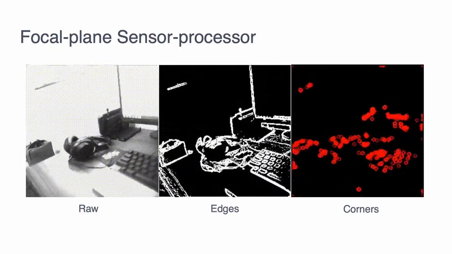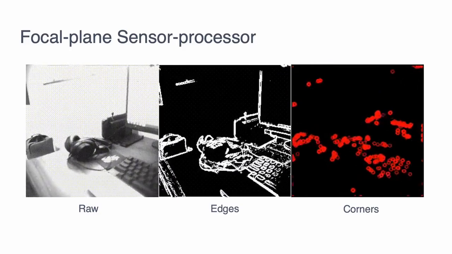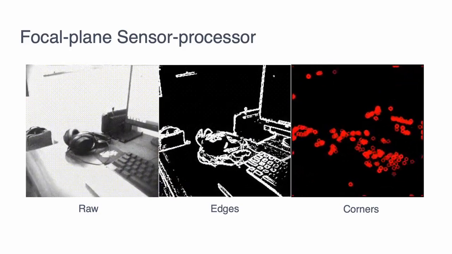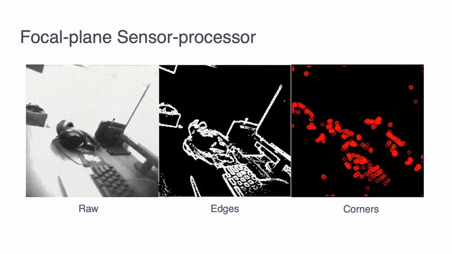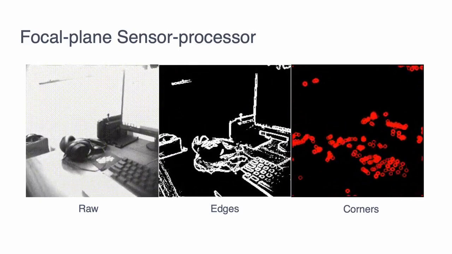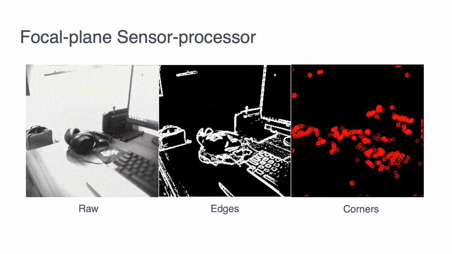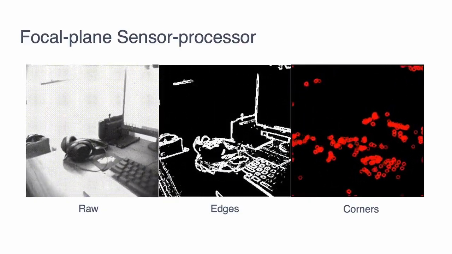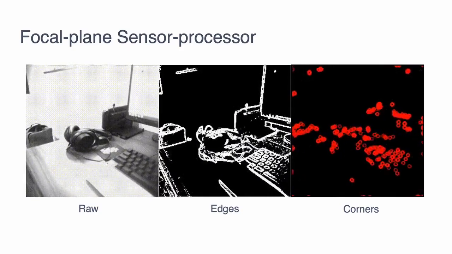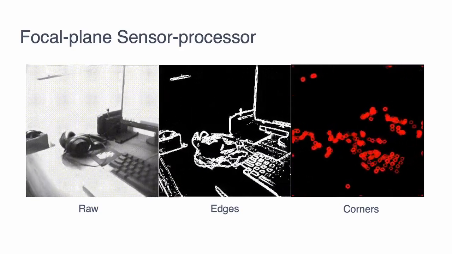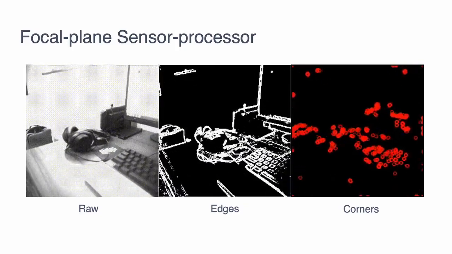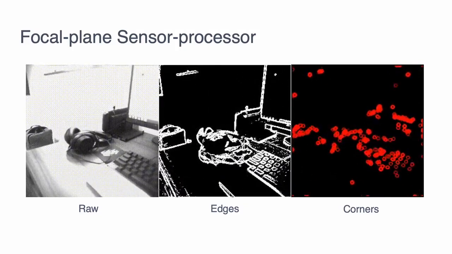Here's an example of what SCAMP5 can do. On the left, we have the low intensity image captured by the device. On the focal plane, the image is processed into binary edges using the Sobel filters and thresholding, and into corners using the FAST algorithm. The image on the left is only for visualization purposes, and if this is not transferred, we can compute and transfer both edges and the corners at over 300 fps.